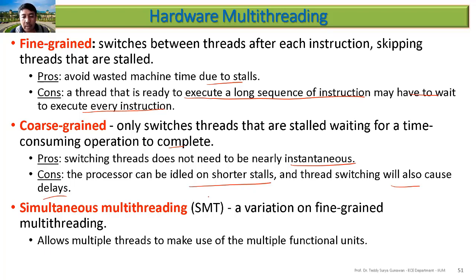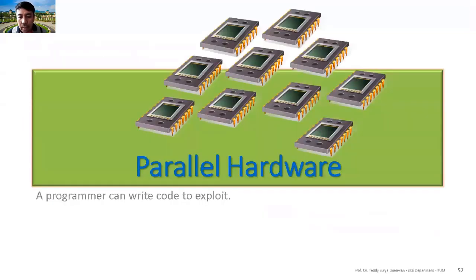And simultaneous multi-threading, the last one, is a variation of fine-grained multi-threading. It allows multiple threads to make use of the multiple functional units. So I think I will stop here first, then I will continue in the next one.